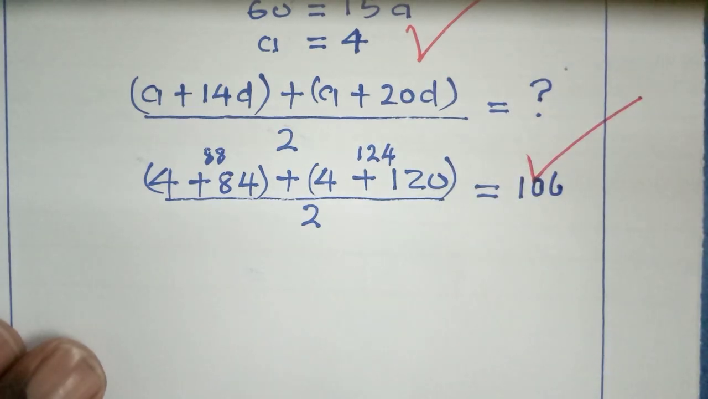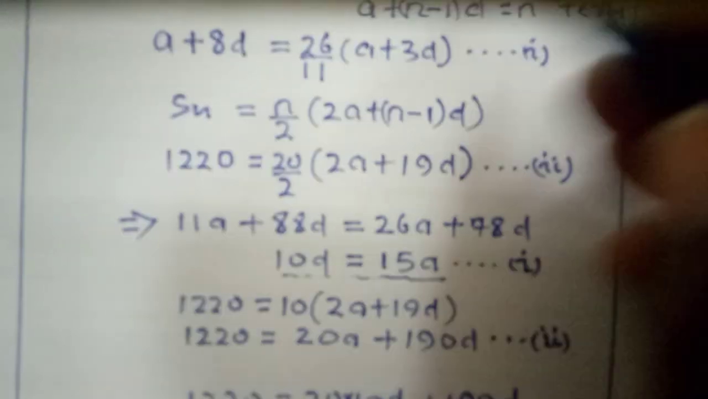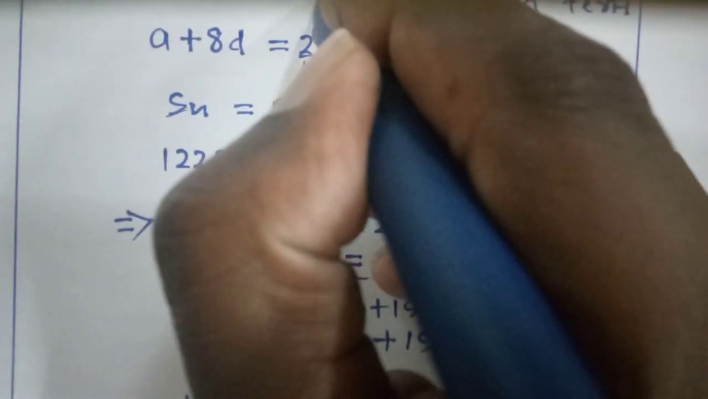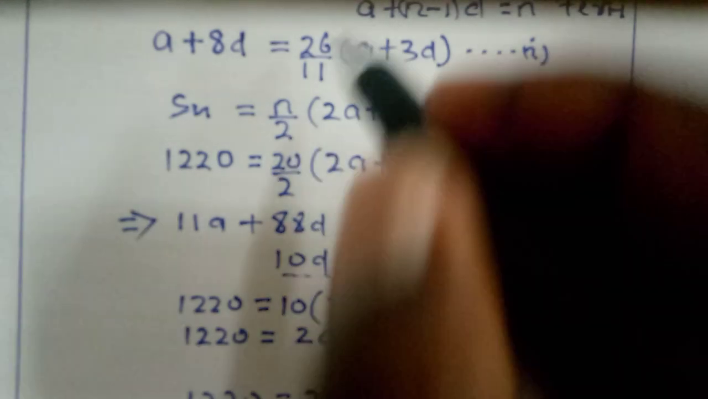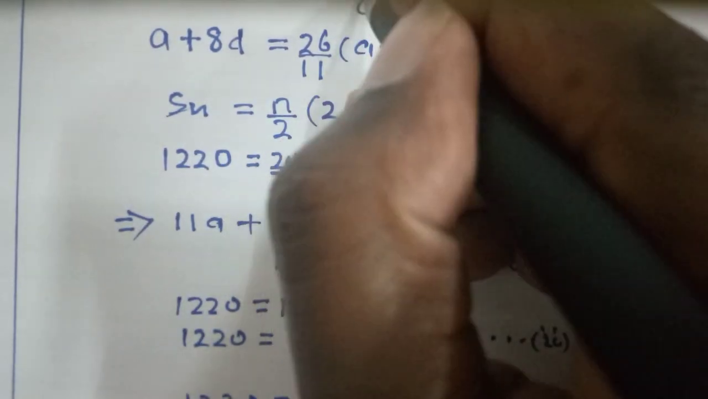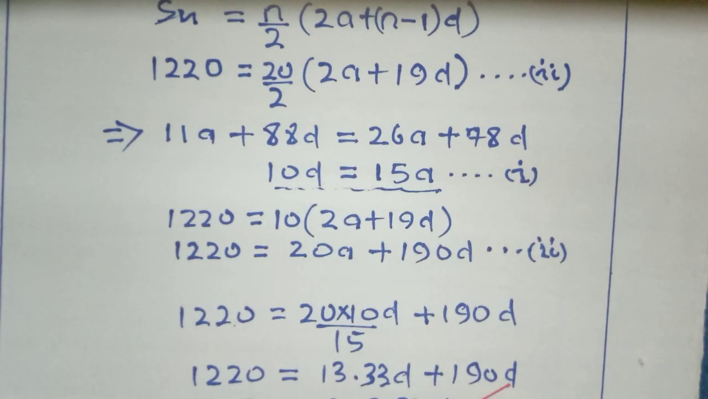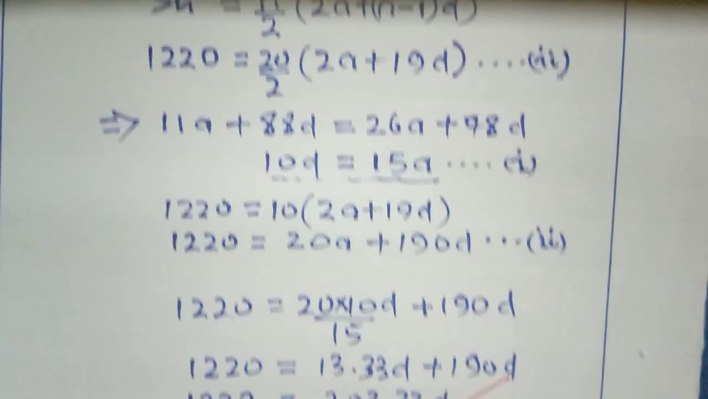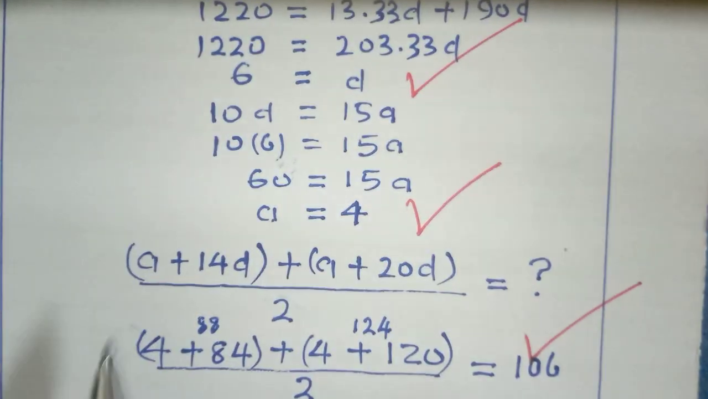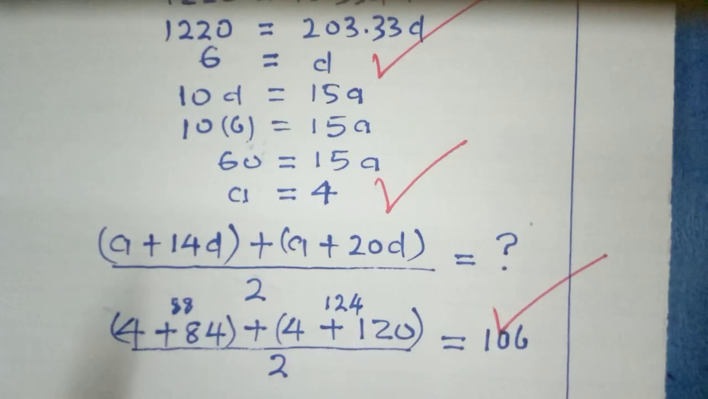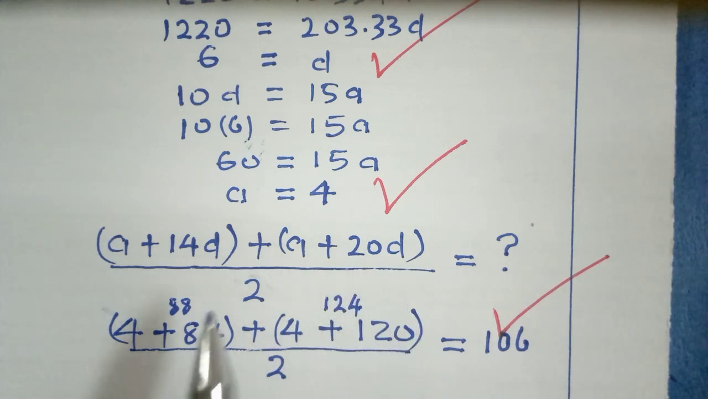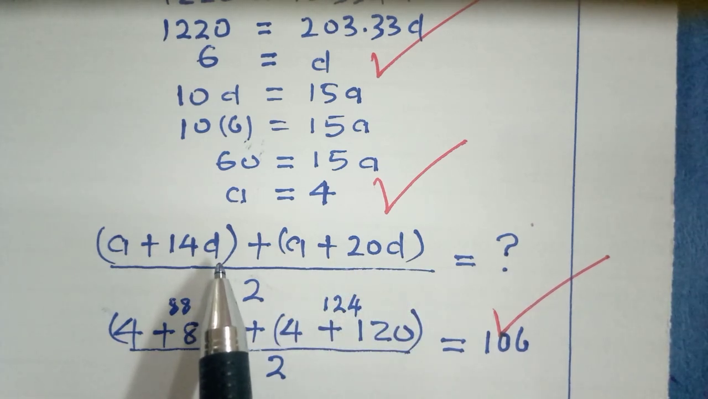And so guys, I can confidently now put my 106 here. This is now supposed to give us 106. I hope all is okay. Because remember, guys, that the 15th term is supposed to be A plus 14D, while the 21st term is supposed to be A plus 20D. And I think we've not made any mistake.